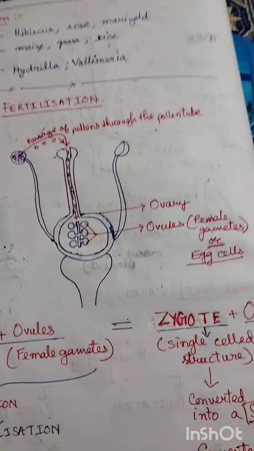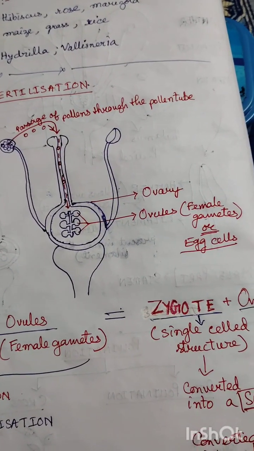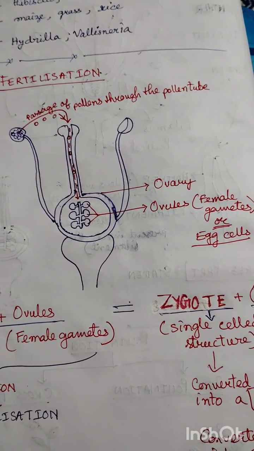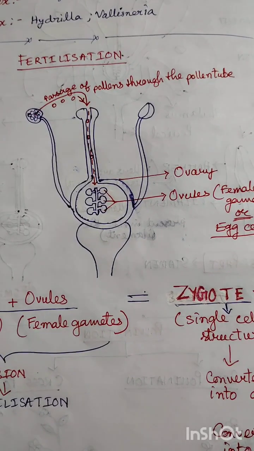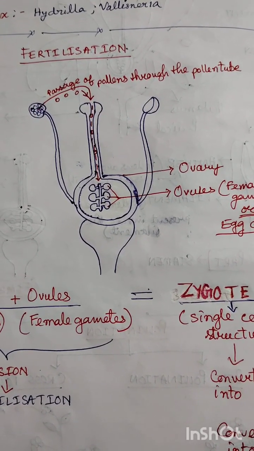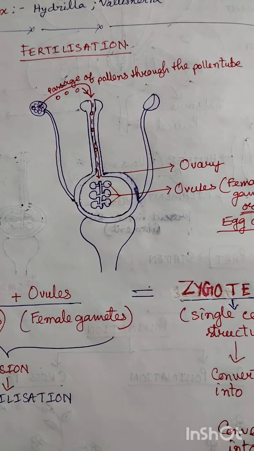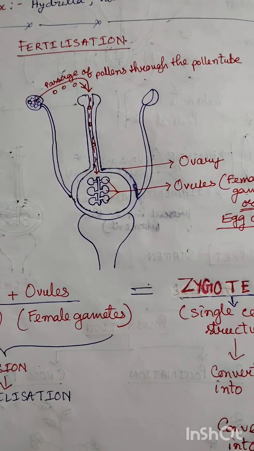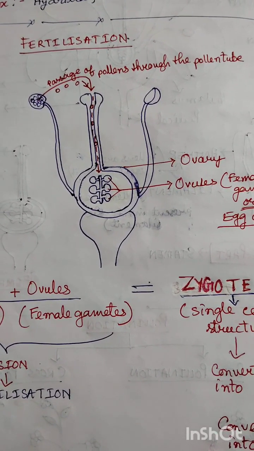develops a pollen tube which carries the male gametes, and the pollen tube moves down into the style carrying the male gametes. One of the male gametes fuses with egg cell or female gamete inside the ovary and forms the zygote.